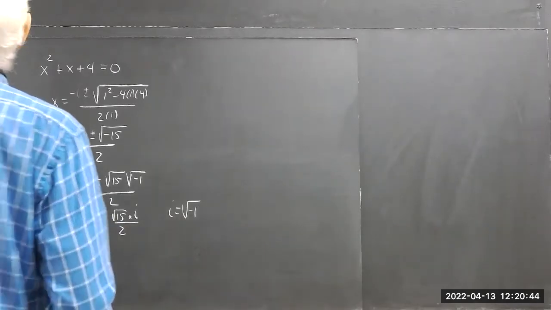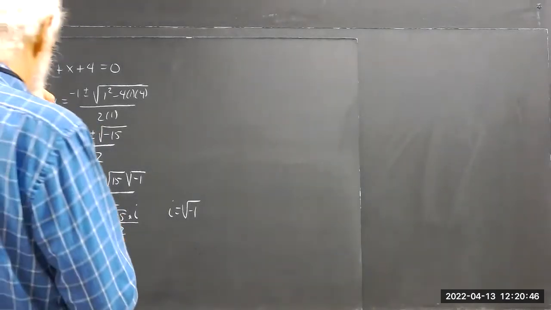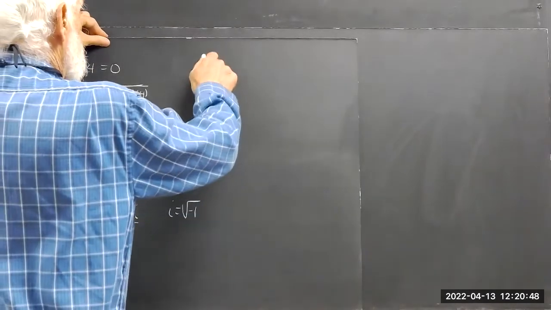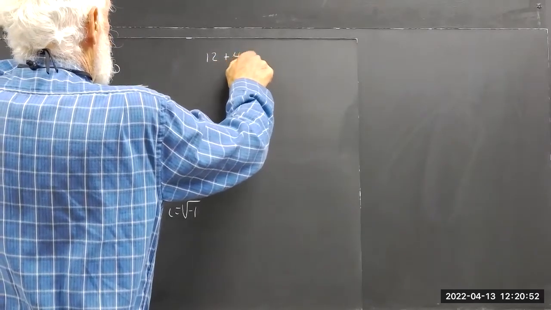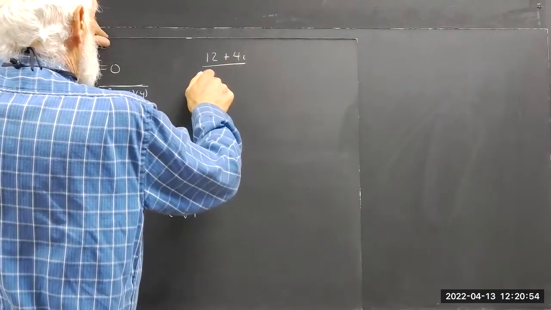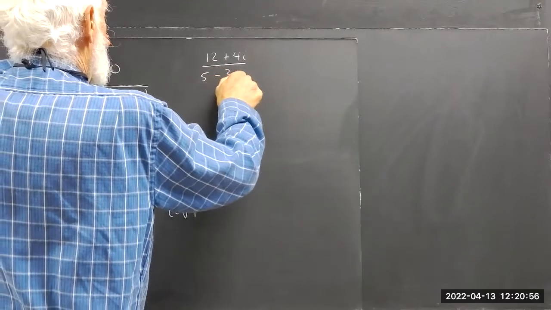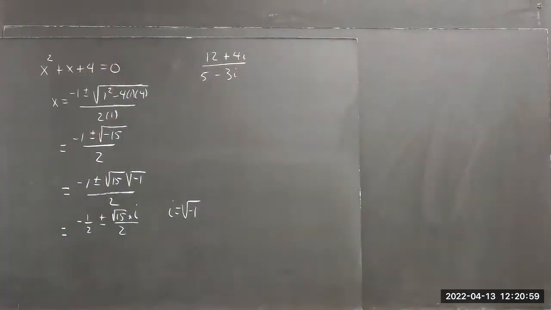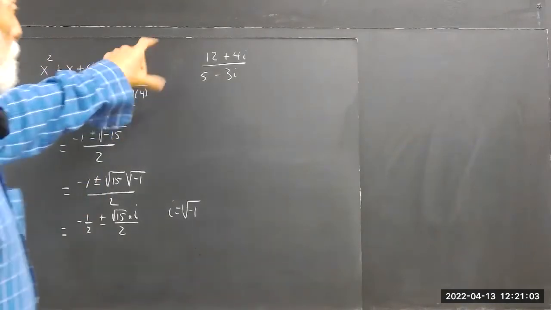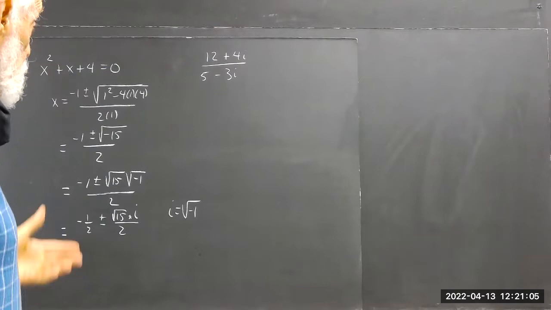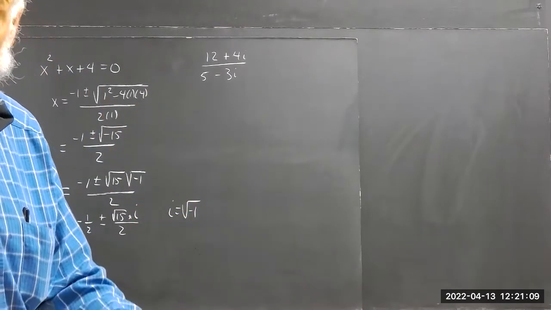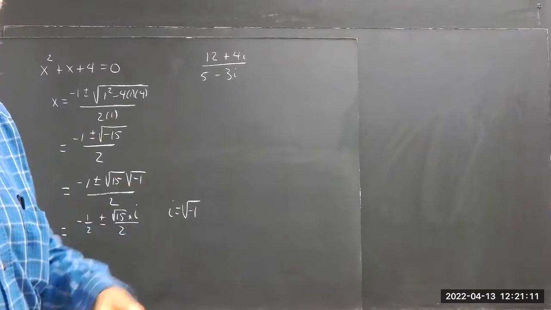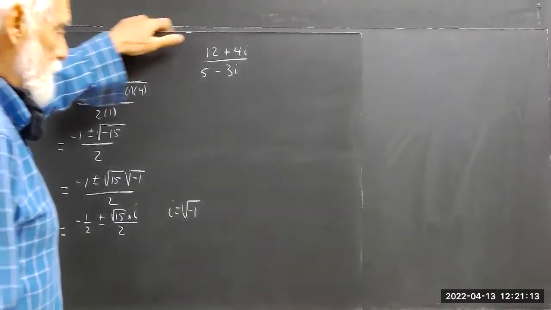Okay. What if I wanted to divide something like (12 + 4i) over (5 - 3i)? Now it's easy to multiply. I could multiply these, and you see how to do that, but the division is a little more challenging, okay? Nobody has any real trouble with multiplying.